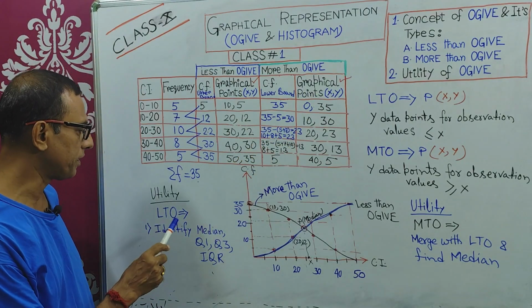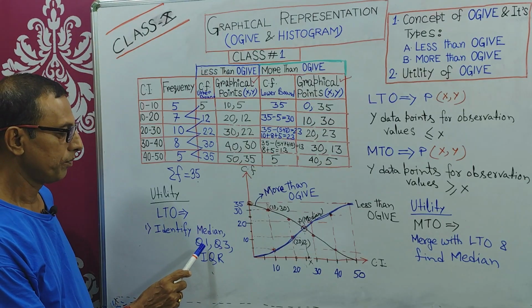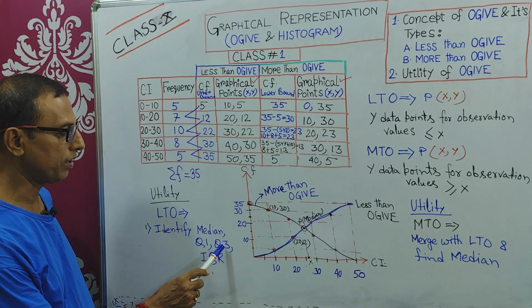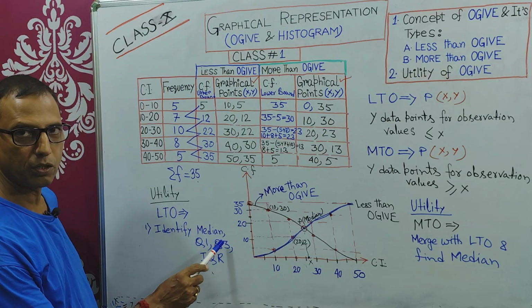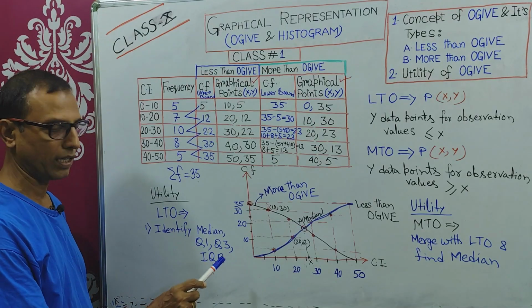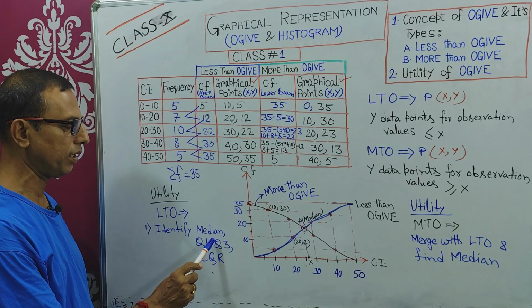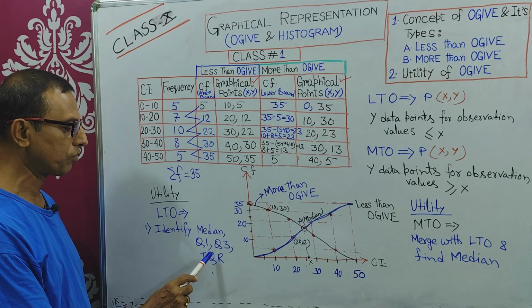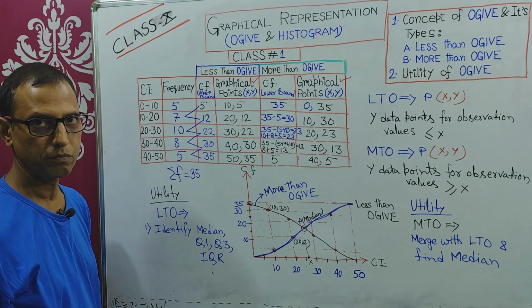The major utility with respect to less than ogive is that you can identify the median, Q1, the lower quartile, Q3, the upper quartile, and IQR. If you can find Q1 and Q3, the lower quartile and upper quartile, you can easily find the interquartile range, IQR, also. All these things, the median, lower quartile Q1, upper quartile Q3, and interquartile range, you can easily find from the less than ogive curve.